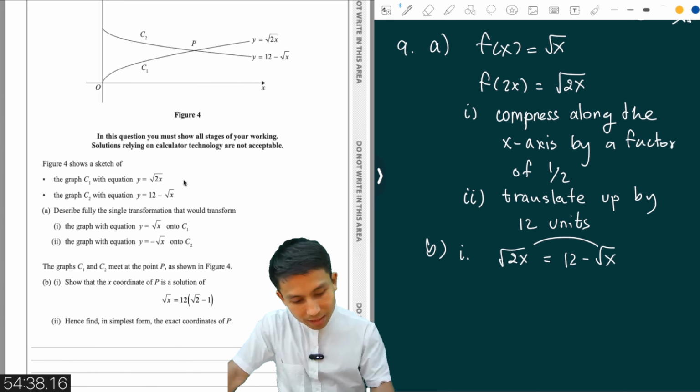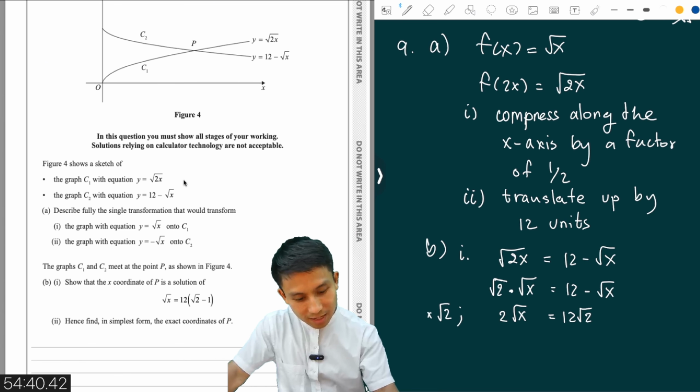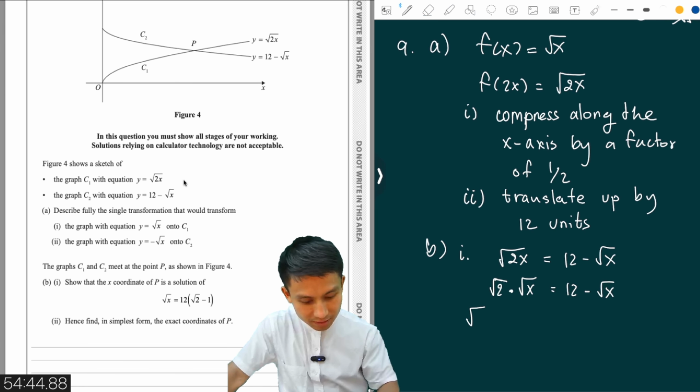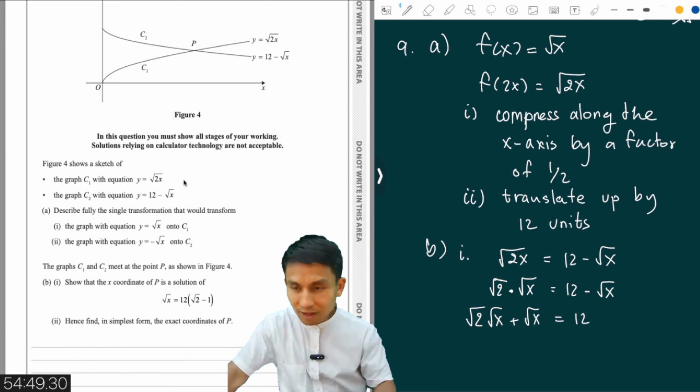Okay, I can combine the root x term. Yeah, I need that line, because then this is root 2 root x plus root x equals 12. So if I factor root x out, I get root x, and then in the brackets, root 2 plus 1 equals 12.